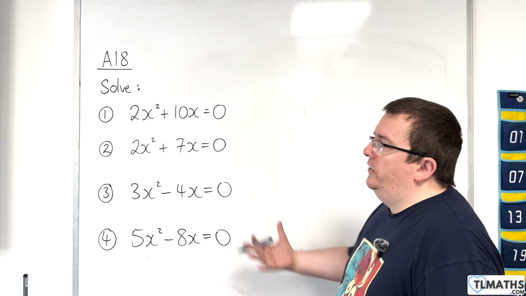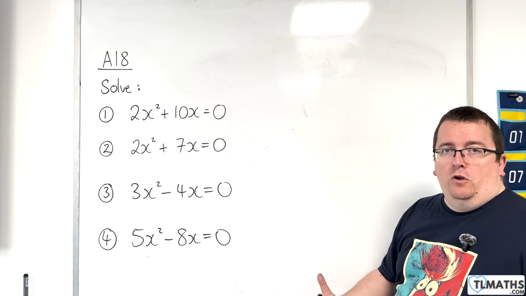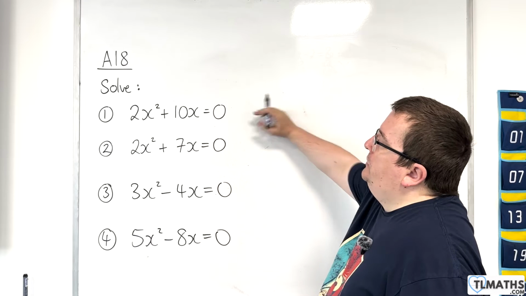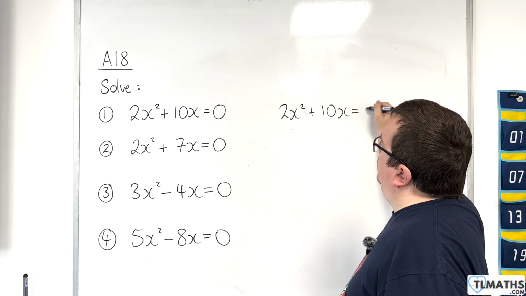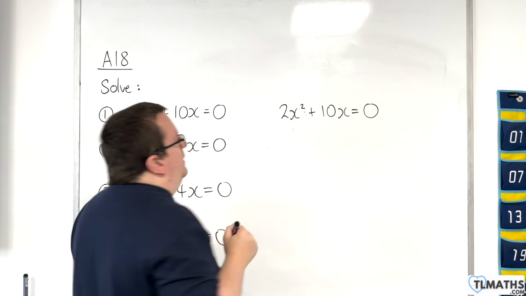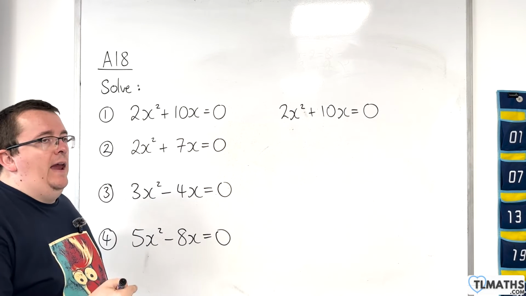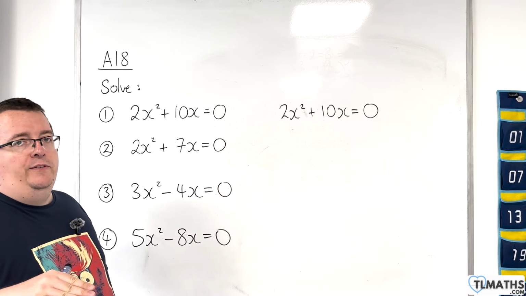So in this video, I want to go through some more examples of factorising a quadratic into a single bracket and then solving. So our first example is 2x squared plus 10x equals 0. Now, first thing to spot here is that both 2 and 10 have a common factor of 2. So you could divide all through by 2 first.